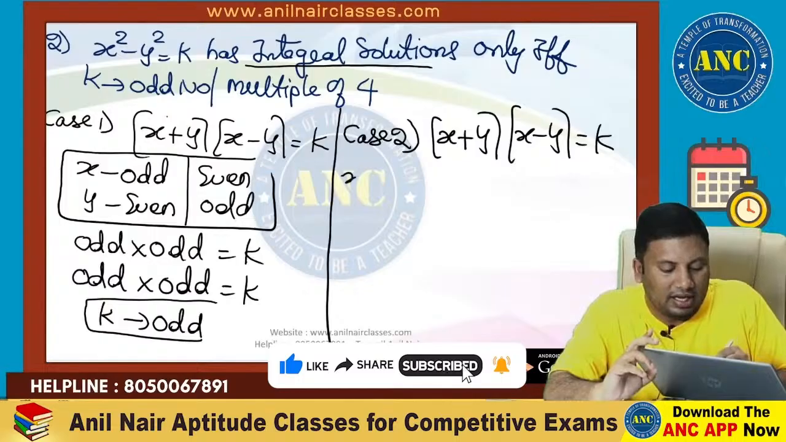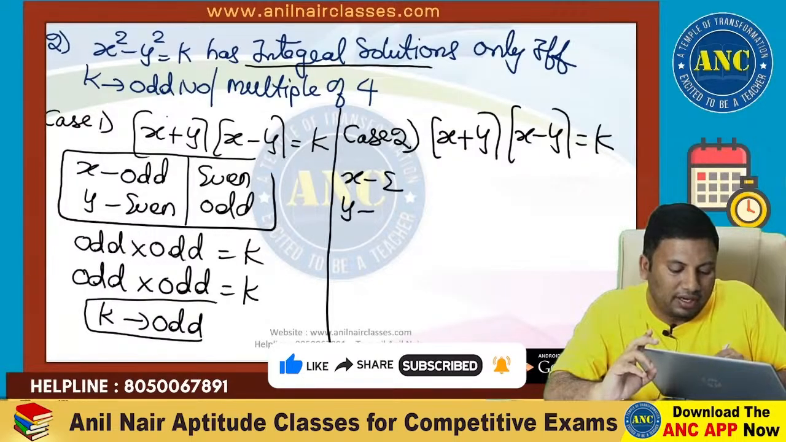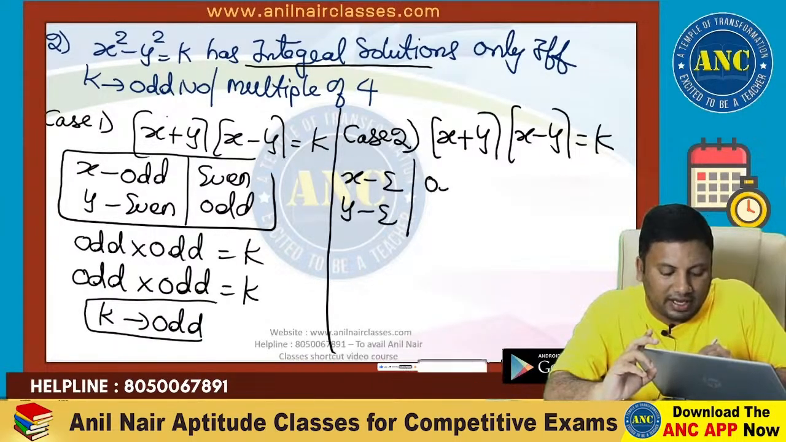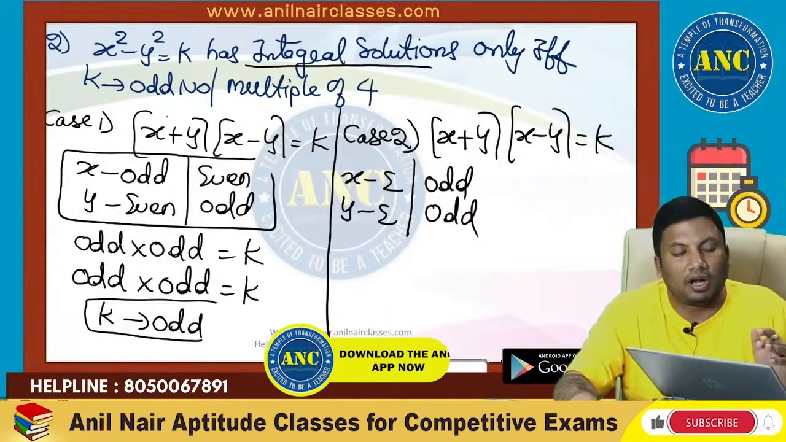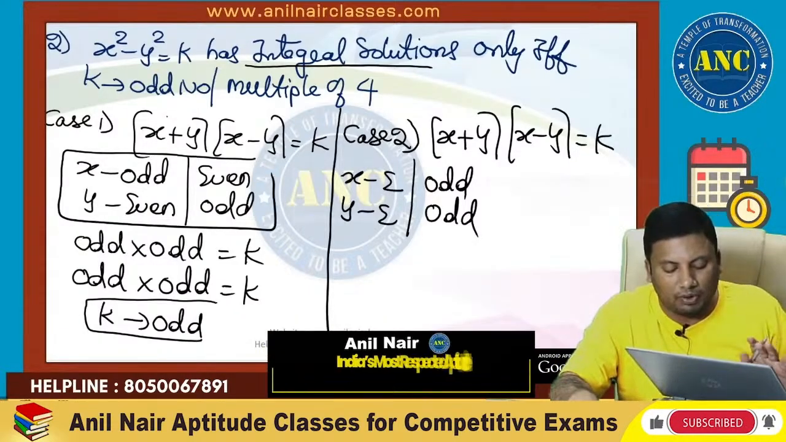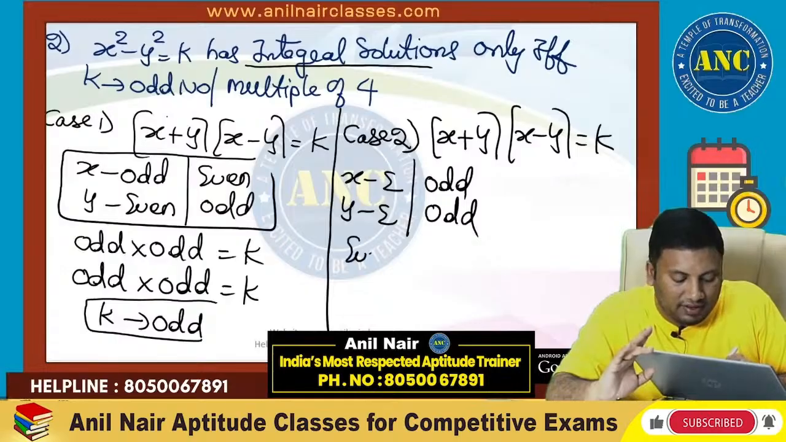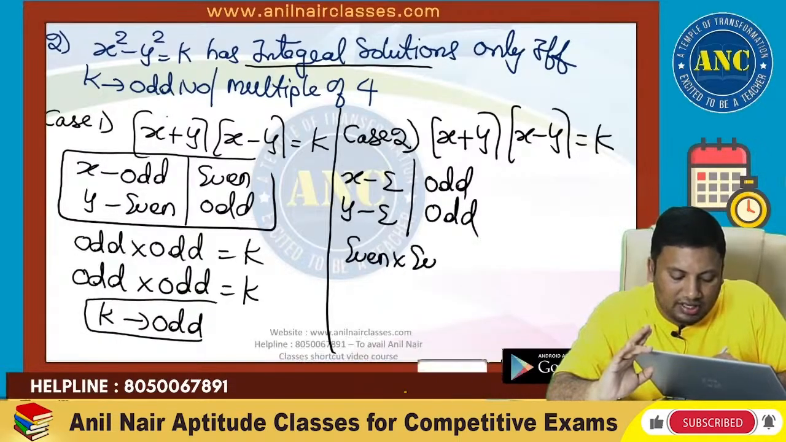Equivalent to k. If x is even, y will be even, or if x is odd, y will be odd. Four cases will come: one odd and one even, or both are odd, or both are even. Even plus even is even. Even minus even is even.